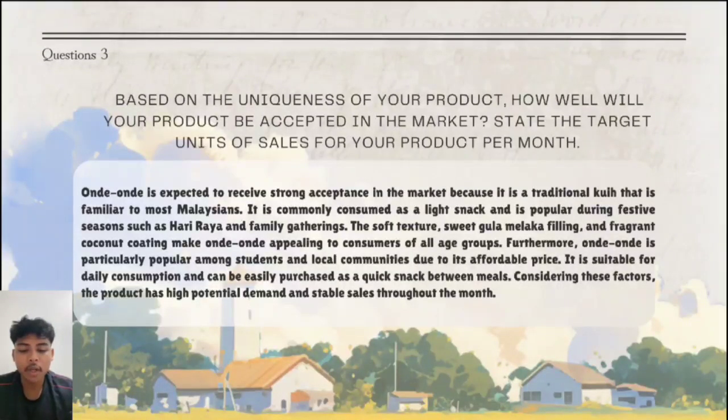Based on the units of your product, how well will your product be accepted in the market? State the target units of sales for your production per month. Onde-Onde is expected to receive strong acceptance in the market because it is a traditional kuih that is familiar to most Malaysians.